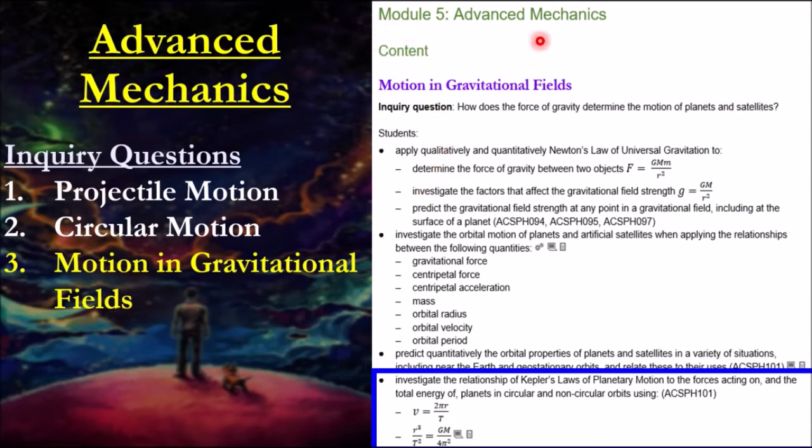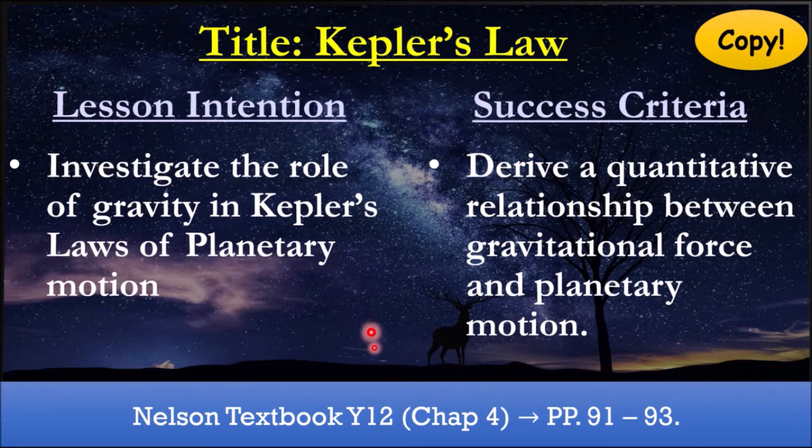Today we'll be going through Module 5 of Inquiry Question 3, which is the motions in gravitational fields, and we are going to be looking at this particular dot point here. So our title for this lesson is Kepler's laws of planetary motion. We're going to investigate what that means and how it relates to Newton's formula of gravity. And we're going to try to derive a relationship between gravitational force and an object's planetary motion. Textbook reference, here you go.